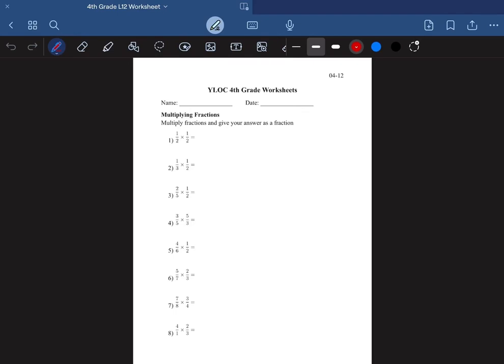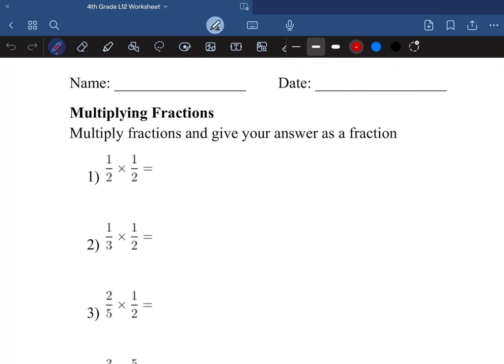This is the 4th grade lesson 12 worksheet. Multiplying fractions. Multiply fractions and give your answer as a fraction. So for number 1, we have 1/2 times 1/2. We're going to multiply the numerator and multiply the denominator. And then after that, we're going to simplify it if possible.